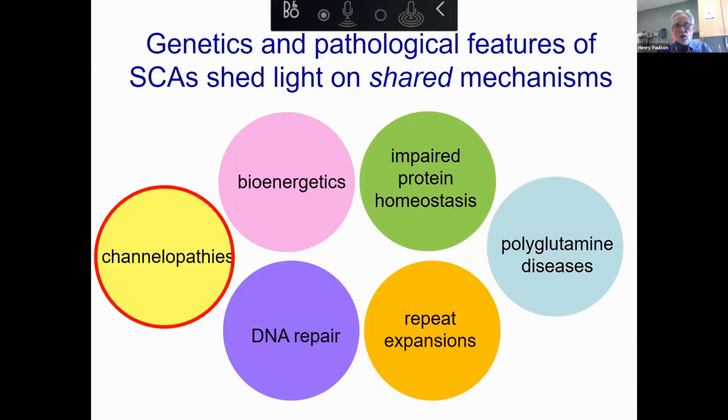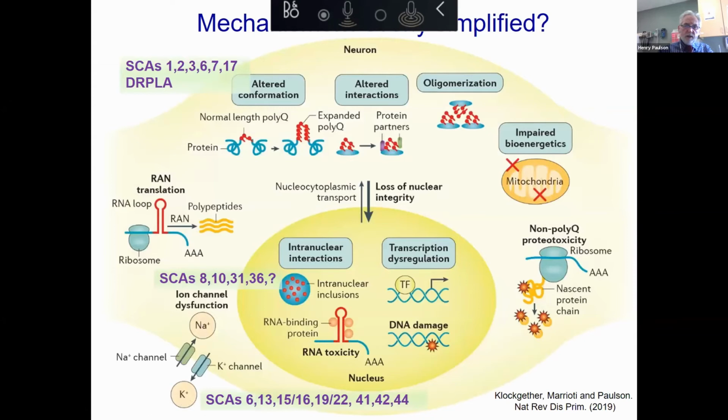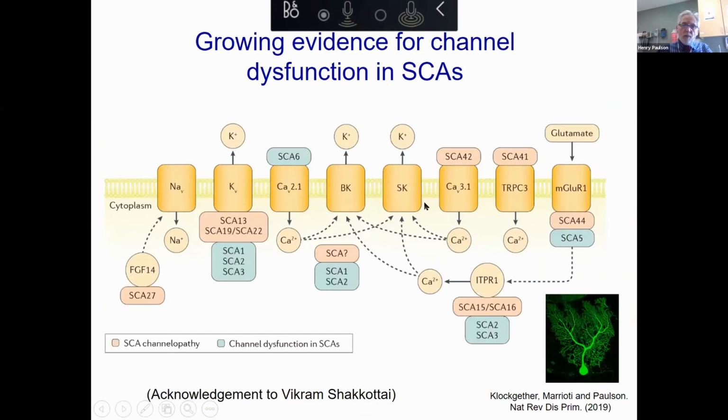Now, channelopathies. You heard this morning from Dr. Kenny, and you heard from Dr. Shakkottai yesterday about the importance of channels in disease. In the case of channelopathies, or the involvement of channel dysfunction, directly SCA 6, 13, 15, 16, 19, 22, 41, 42, and 44. But I think the reality is many different SCAs, whether directly involving a channelopathy or involving dysfunction of channels due to aberrant behavior of voltage activity in membrane potentials in neurons, are affected.